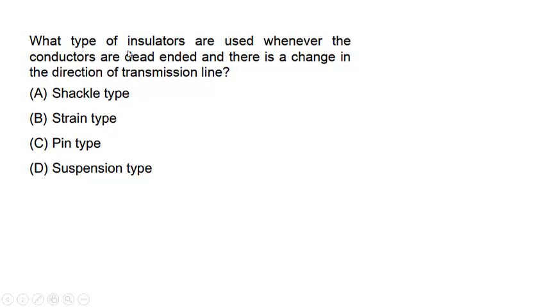Now, a simple question: what are the type of insulators which are used whenever the conductors are dead-ended and there is a change in direction of transmission line? You know that we have already discussed it is a strain type insulator.